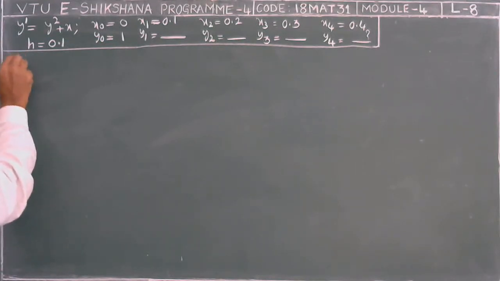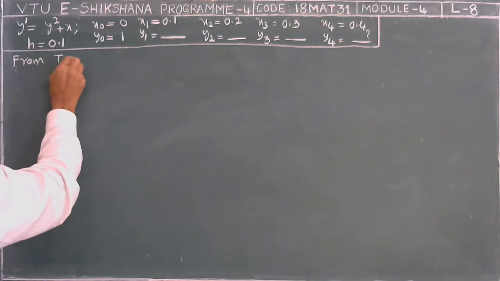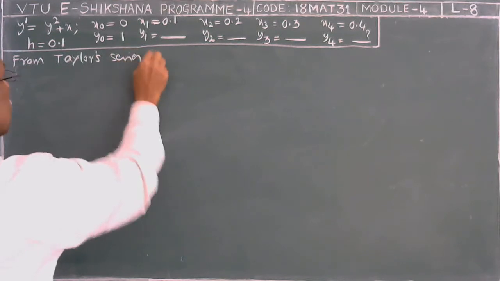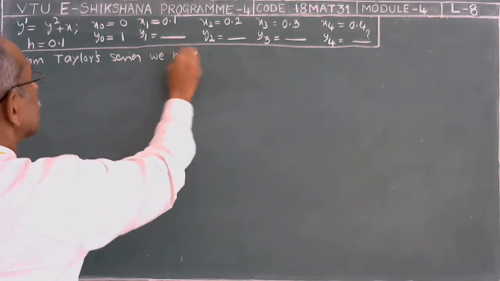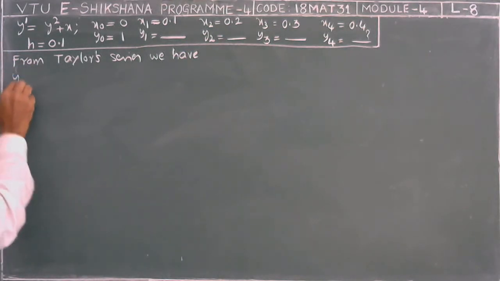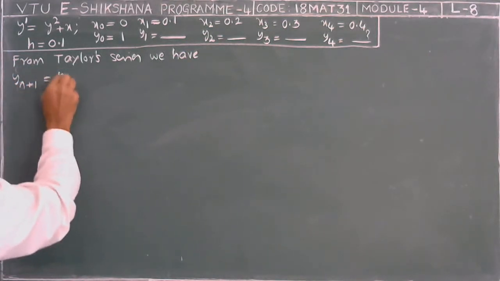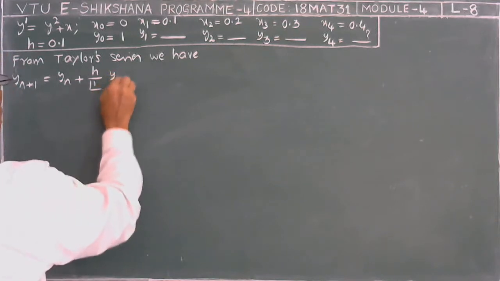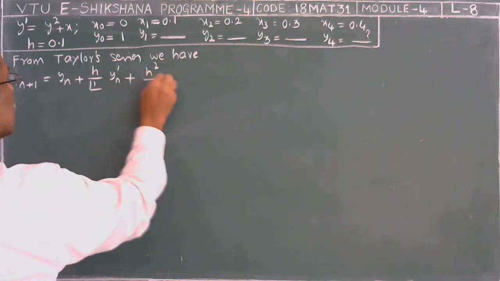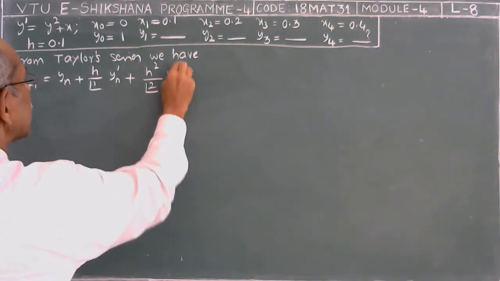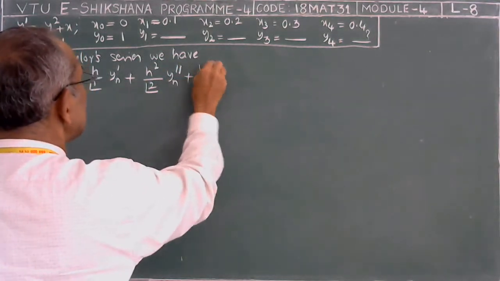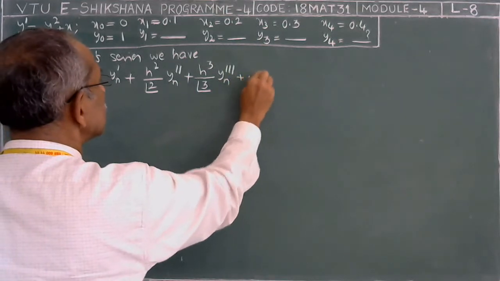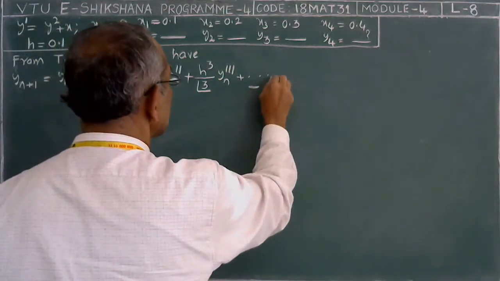Okay. So from Taylor series, we have y n plus 1 is equal to y n plus h divided by factorial 1 into y n dash plus h square divided by factorial 2 y n double dash plus h cube divided by factorial 3 y n triple dash, etc. Call this as equation 1.